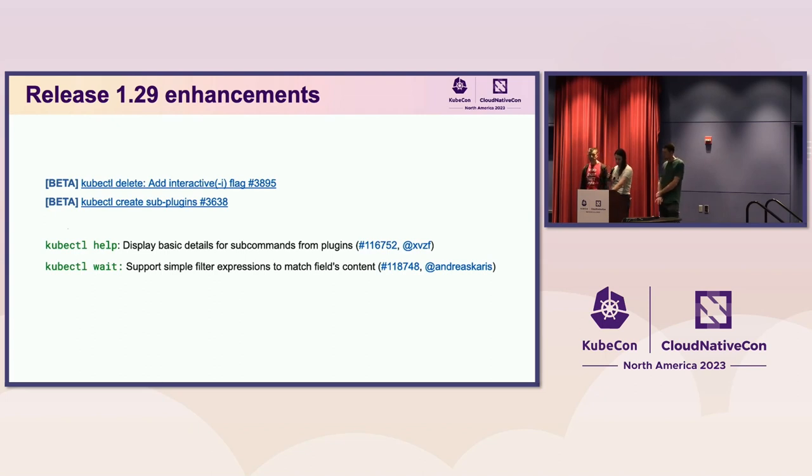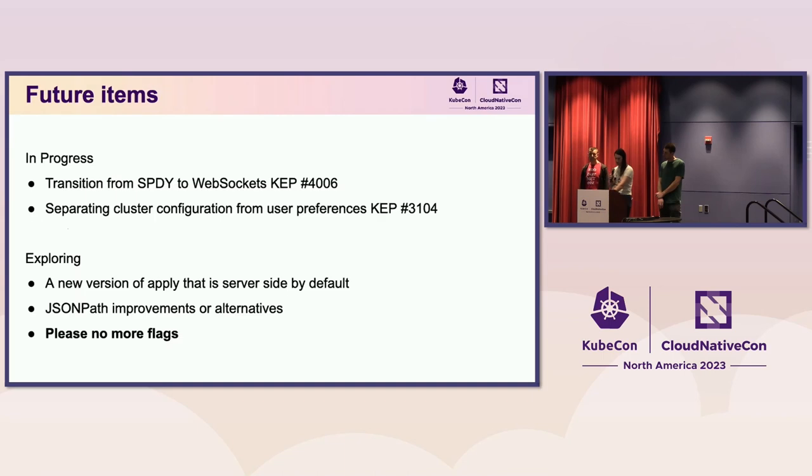In 1.29, we promoted the interactive delete flag to beta, as well as the create subcommand plugins. There have been some improvements to the help messages, which have been really great. And we added support for simple filters for kubectl wait to match field contents.